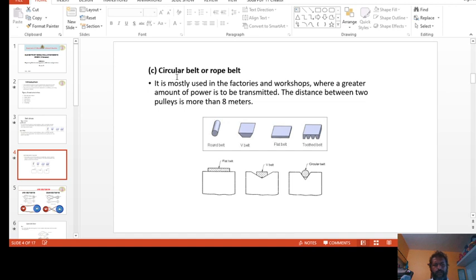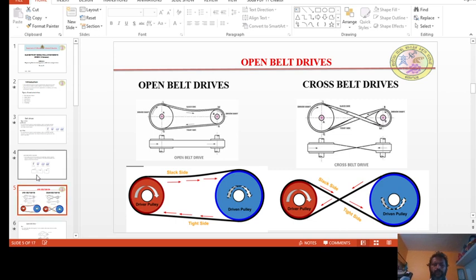Then we have another type of belt, that is the circular belt or rope belt. It is mostly used in factories and workshops where a greater amount of power is to be transmitted. The distance between two pulleys is more than 8 meters. This is not that common compared to the first two belts, that is flat and V belts. Coming to the various types of drives, in belt drives we have the open belt drive and then the cross belt drive.